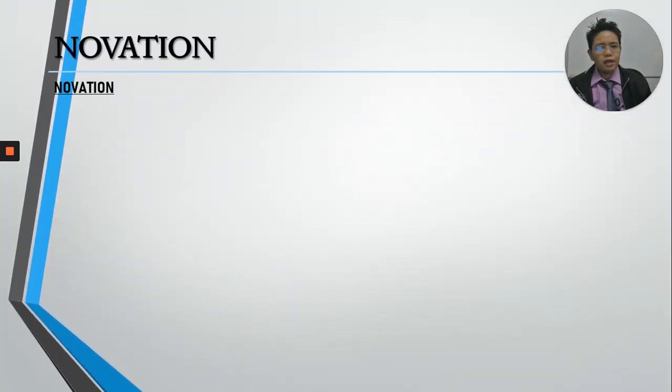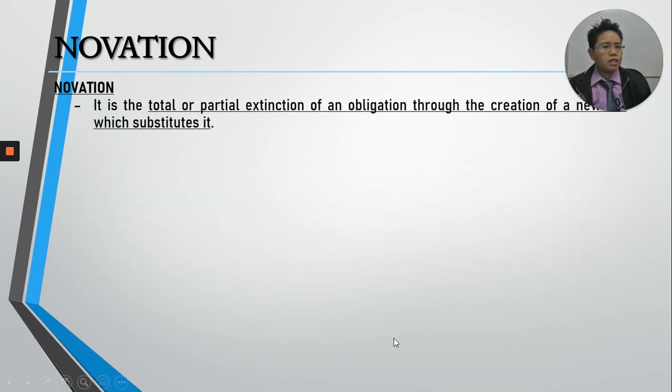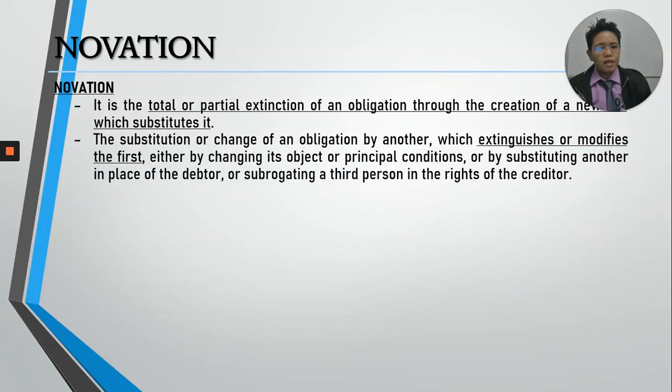Novation is defined as the total or partial extinction of an obligation through the creation of a new obligation which will substitute the original obligation. Now here, the original obligation is extinguished or modified by changing the object or principal condition, the debtor by substitution, or the creditor by subrogation. So remember class, change of object or principal conditions, debtor or creditor, there is novation.